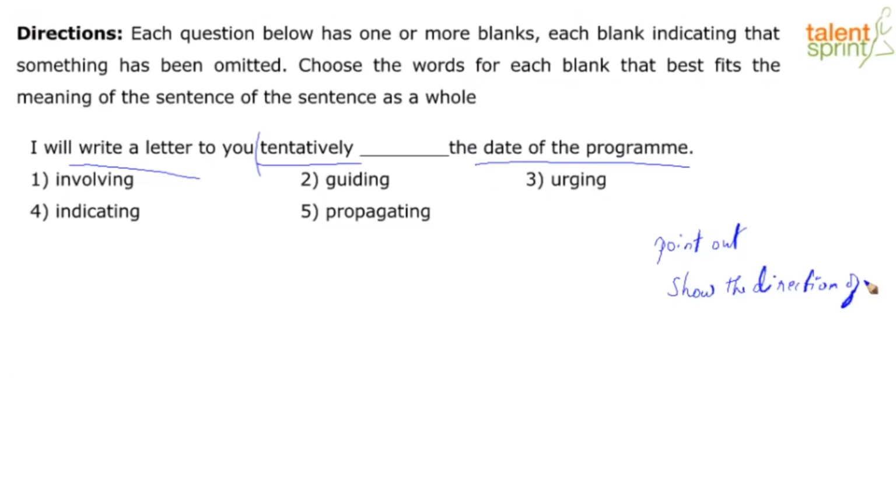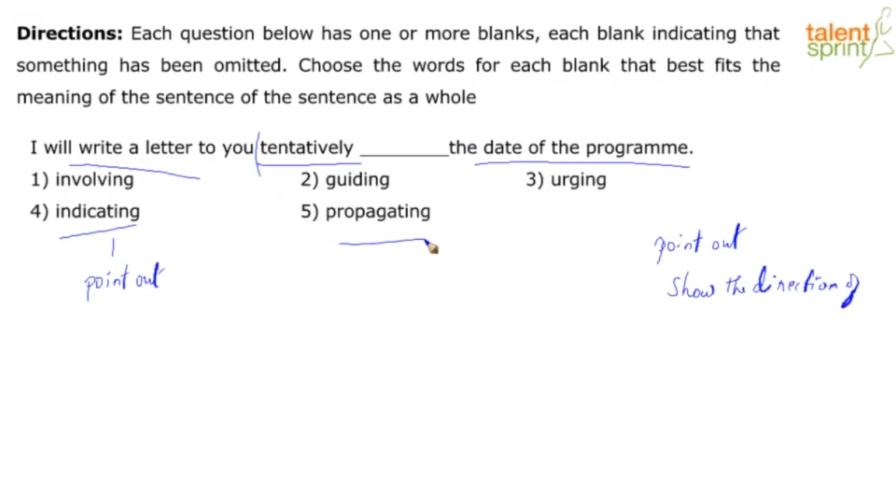You are almost coaxing them to do something, and that is not the meaning that the context requires here. I'm urging someone, almost encouraging them to do something or coaxing them to do something. You're urging, but that's not the meaning the context requires. Indicating, on the other hand, means you're pointing out. That's the closest in meaning to point out. Indicating, giving me some sort of a signal: this is the date. Propagating, again, is a completely different word.